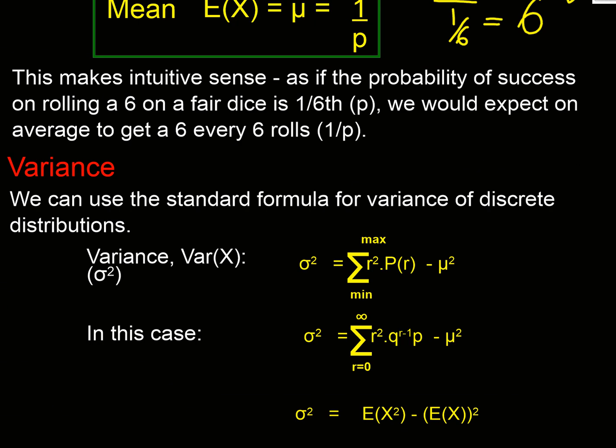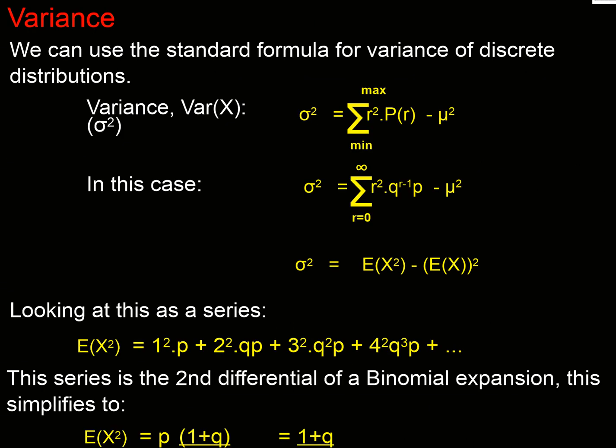Okay, quickly look at the variance. I'm not going to spend a lot of time on this. Here's our standard formula for variance. In this case, it's easier to do it by working out what the sum of the squares is and then subtracting the mean squared. We worked out what the mean squared was above.